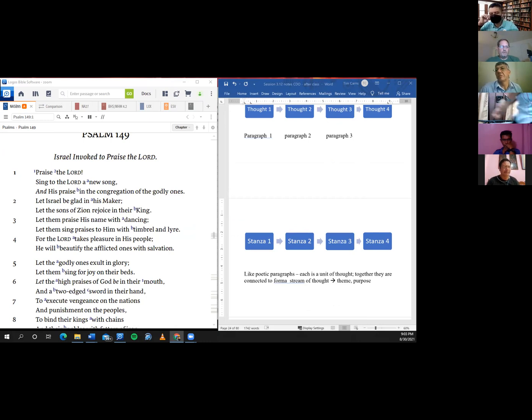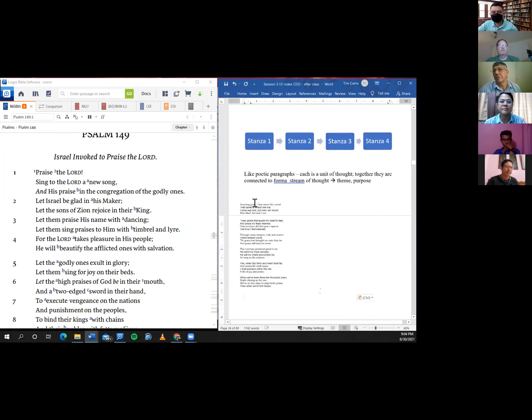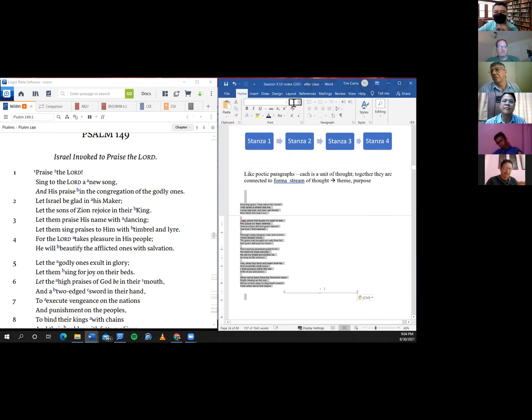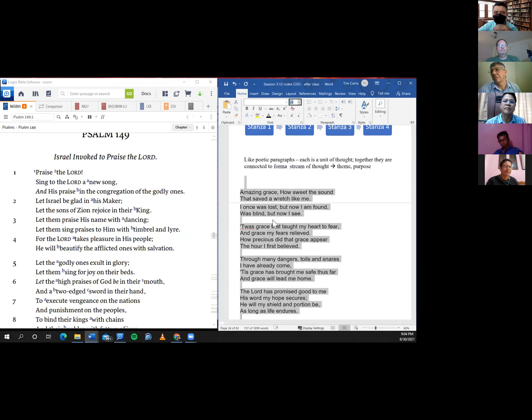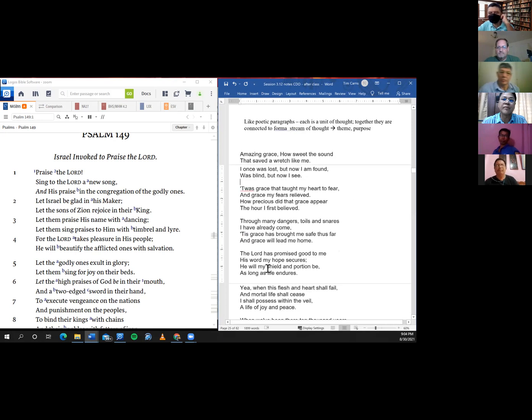Okay, so here we go. Originally, I think this song had a number of stanzas to it. All right, so let's just look at this. Now, this song doesn't have a particular chorus. It just has stanzas, right? Now, are all of these stanzas connected together? What connects them together as you read them here?